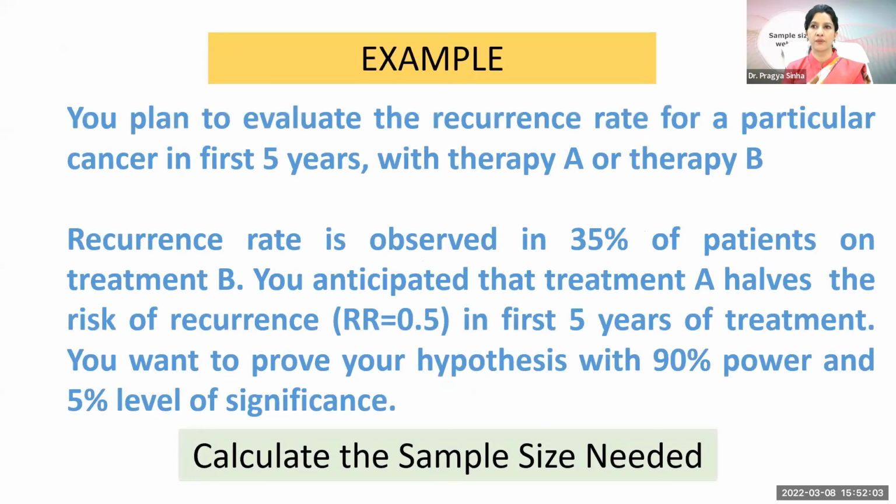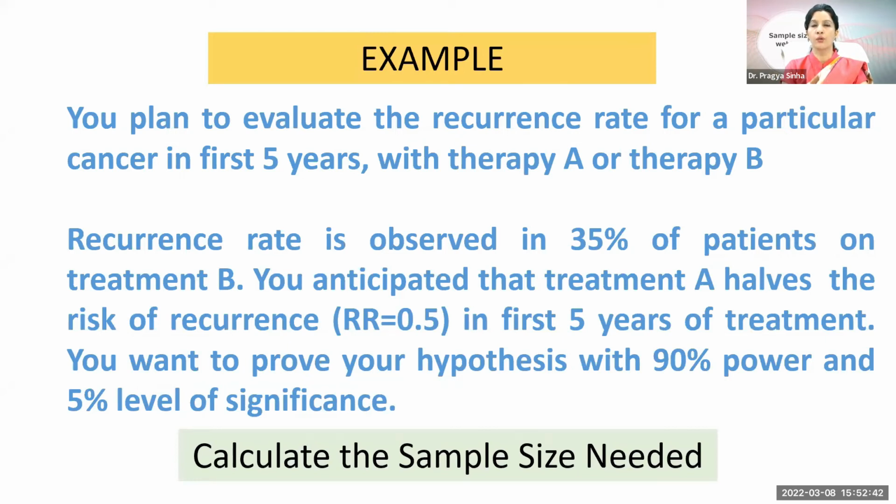And now we'll see this example. We have planned to evaluate the recurrence rate of a particular cancer in the first 5 years. There are 2 therapies, therapy A and therapy B. The recurrence was observed in 35% of the patients on treatment B, and you anticipated that treatment A halves the risk of recurrence in the first 5 years of treatment. So you want to prove your hypothesis with 90% power and 5% level of significance.